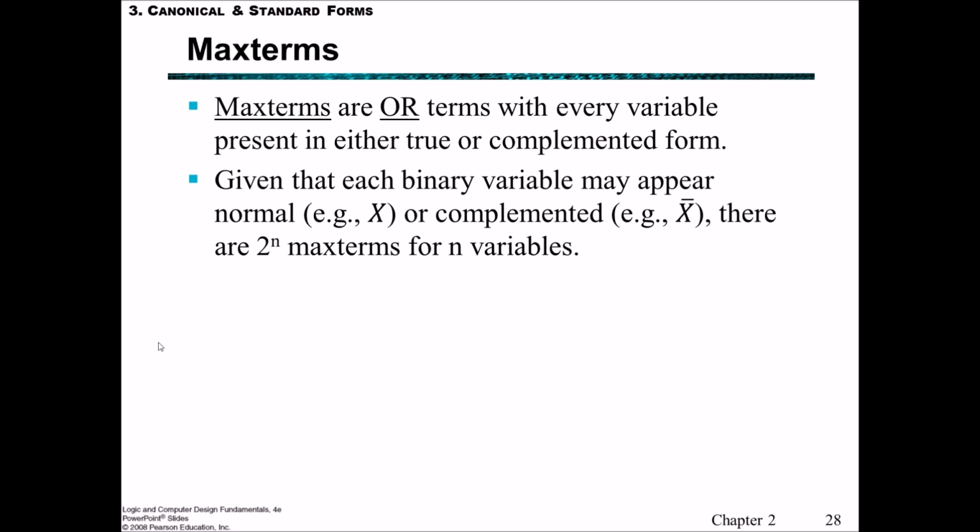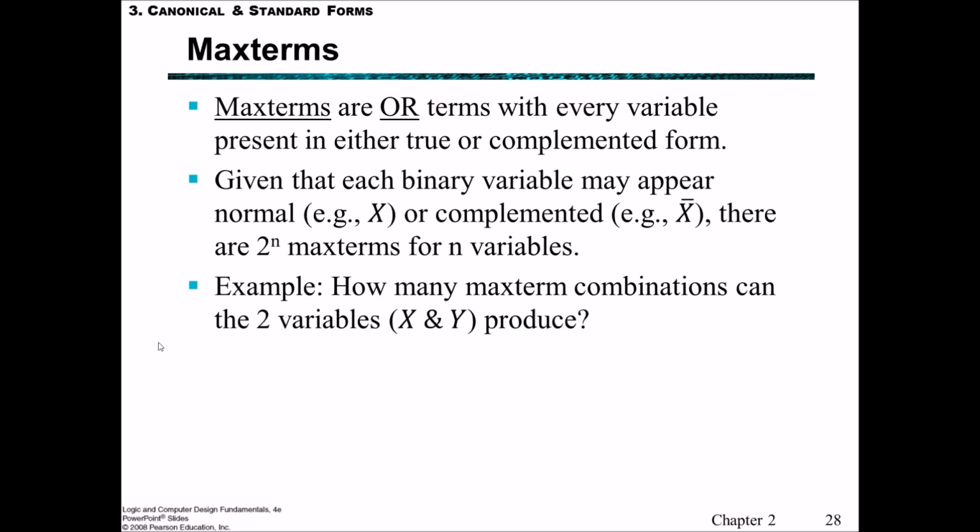So maxterms are the OR terms, that is, they have a plus symbol in between them, with every variable present, and either in the true, that is the normal, or the complemented form. In the same way, given that each binary variable may appear in the normal or complemented forms, there's once again 2 to the n maxterms for n variables.